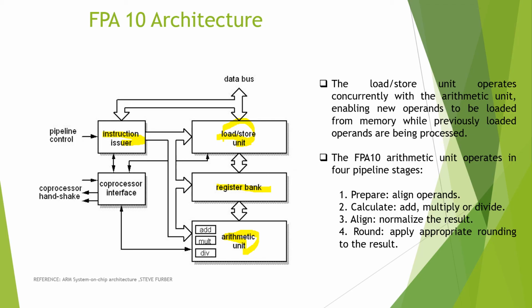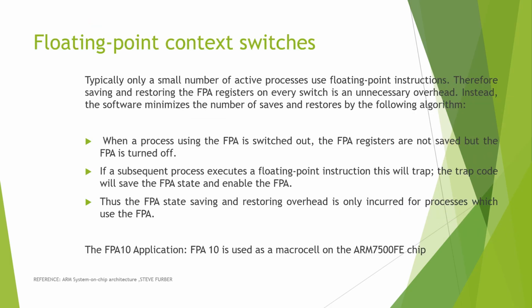The first is prepare, that is aligning all the operands. Calculate, that is addition, multiplication, division, whatever arithmetic operation is to be done. Then aligning to normalize the result, and then rounding to get the appropriate result. So this is how you have the 4 pipeline stages of the FPA architecture, and pipelining gets all the instructions executed.